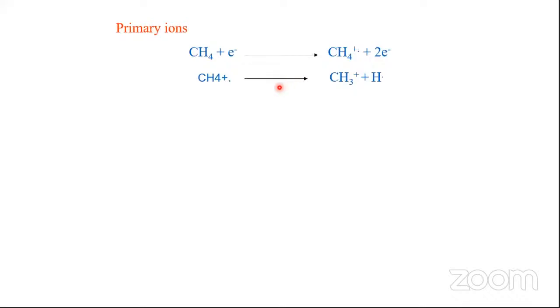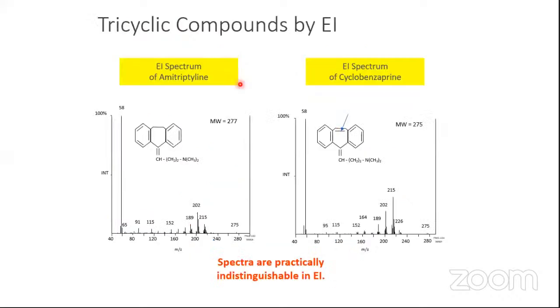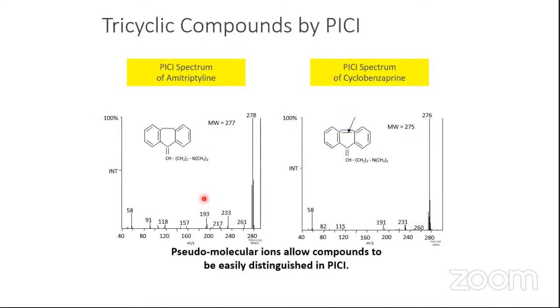Let's look at what exactly happened. This is the electron ionization spectra with 70 electron volts energy. These are two molecules, with molecular weights 277 and 275. I'm not able to see the molecular weight, because the molecule being fragile, it breaks. By chemical ionization, I'm getting an MH+ peak at 278. So if I subtract the weight of a proton, the actual molecular weight is 275.